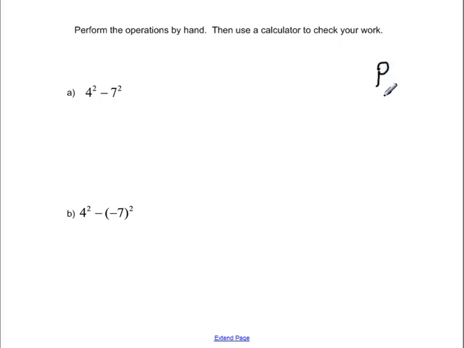We're going to do what's inside parentheses or other groupers first. Then we're going to do exponents. Then we'll multiply or divide from left to right. Then we'll add or subtract from left to right. So let's see what we have in this first problem.